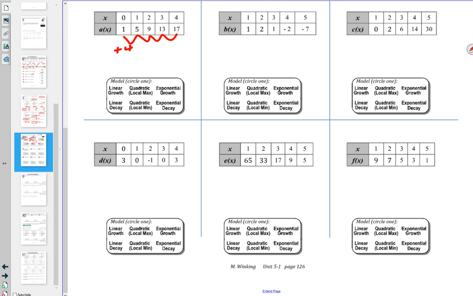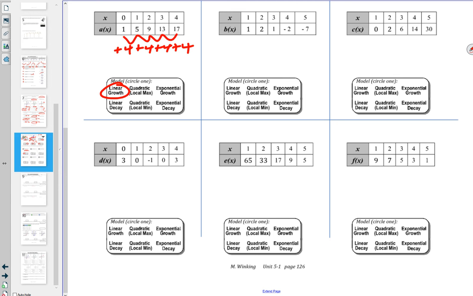There is a common difference here of +4, +4, +4. So obviously this is linear. Okay. The common difference, like we made before with the analogy, is like slope. So because the slope is positive and it's going up, is it a linear growth or decay?